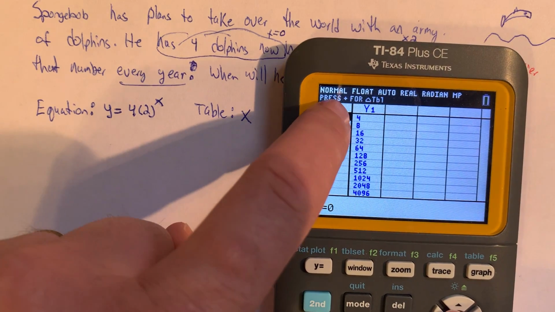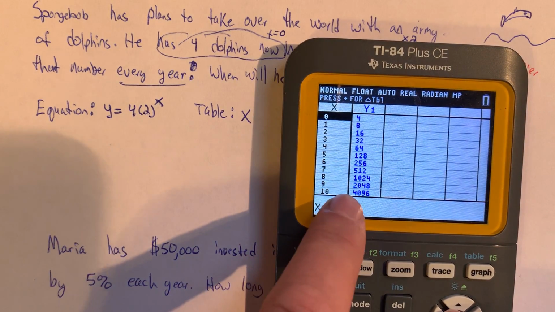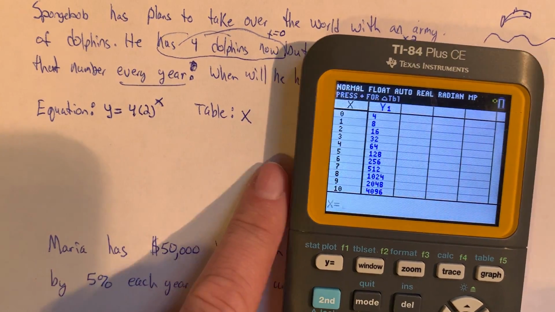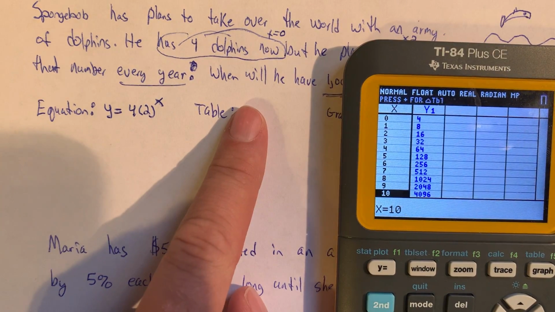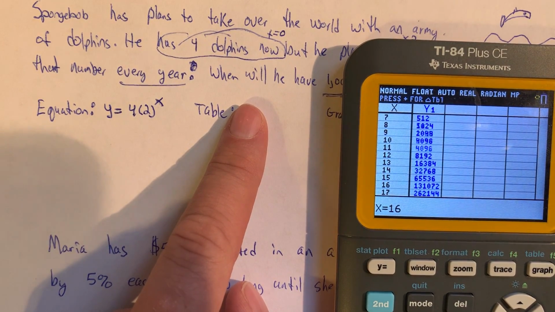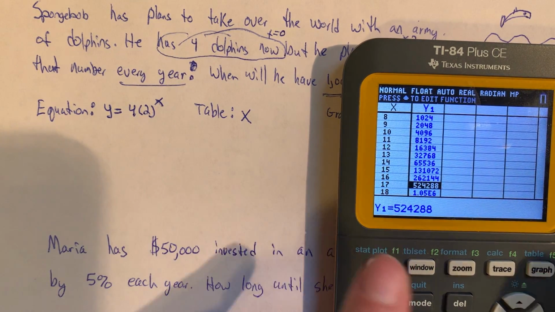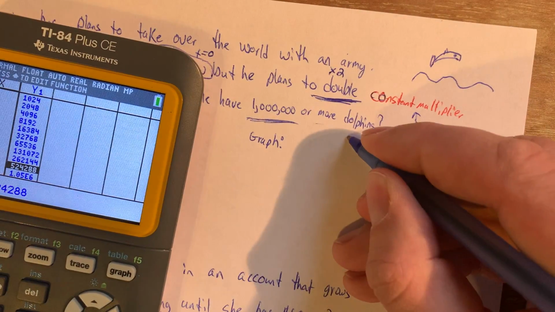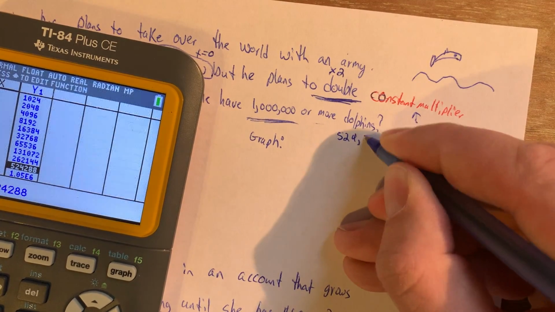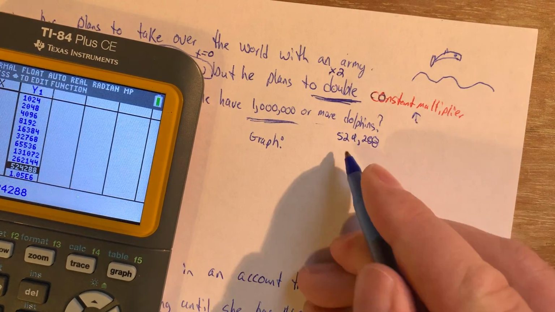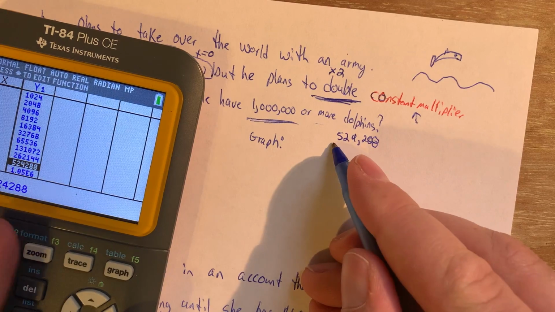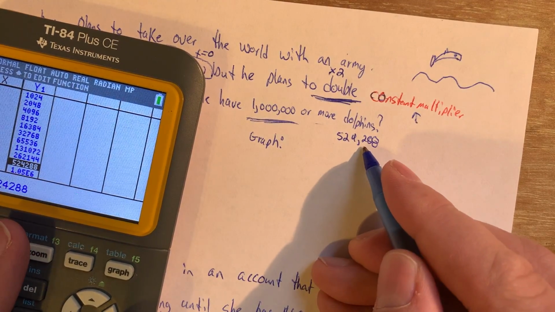And guys, it starts out growing fairly slowly. But look, it's already in the thousands by the time we get to 10. Now we're looking for where he has 1 million, right? So we can just scroll down the table. And here we go. We had 524,000, so 524,288. This is not quite 1 million yet, right? It needs to have 1 more decimal place.